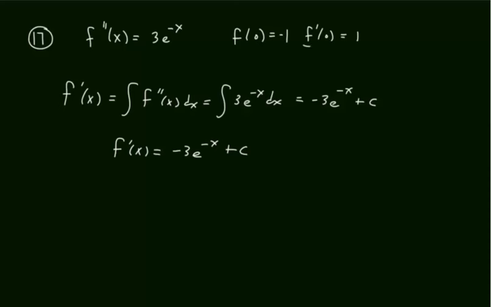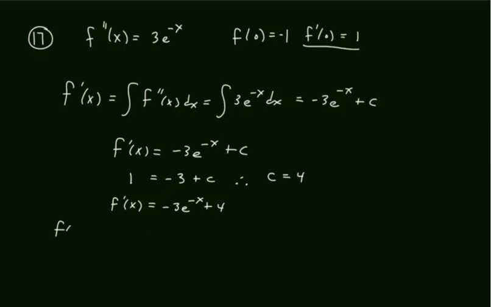We're going to use our condition for f prime, so this will be 1 when x is 0, e to the 0 is 1, plus c, and so c equals 4. F prime of x is equal to negative 3e to the negative x plus 4.